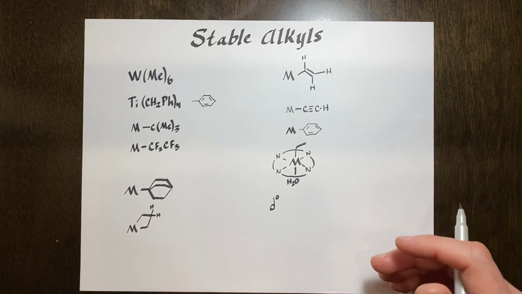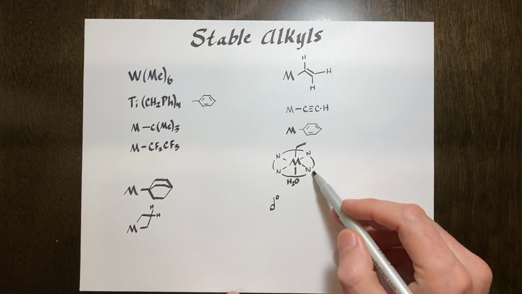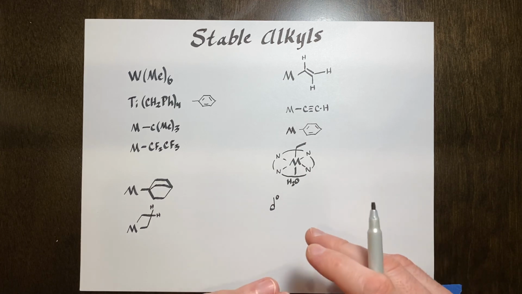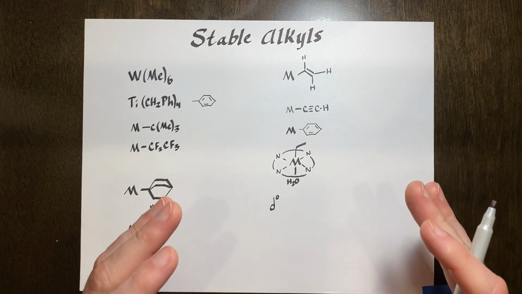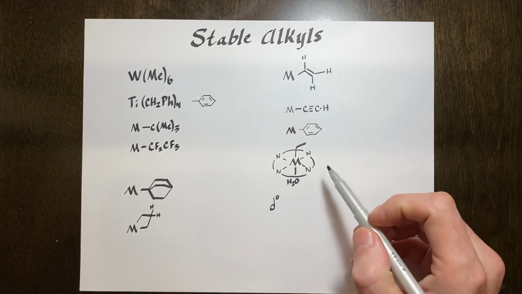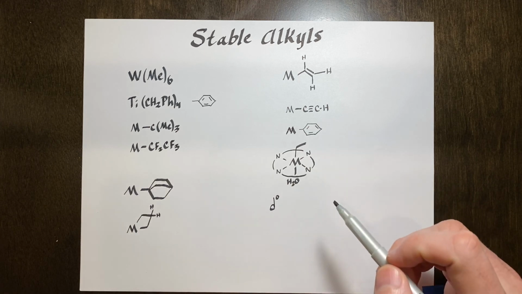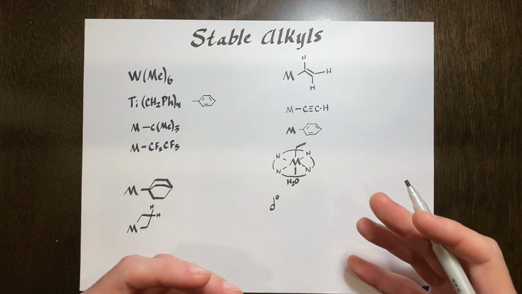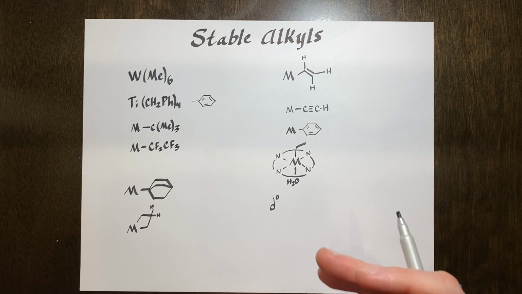And then the other option is, instead of just completely coordinatively saturating the metal, we could just block the sites with very large ligands. So if we have a ligand that will block the beta hydrogens from interacting with the metal, just because it is that bulky, then we can stabilize a metal alkyl.